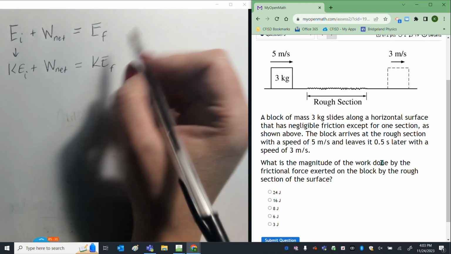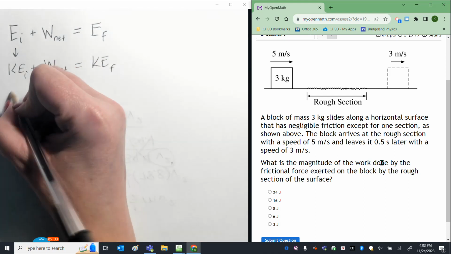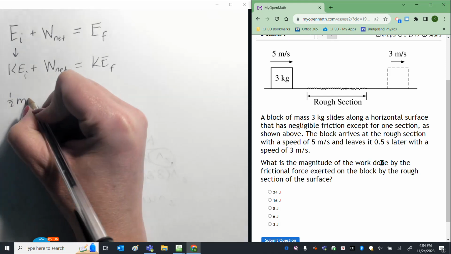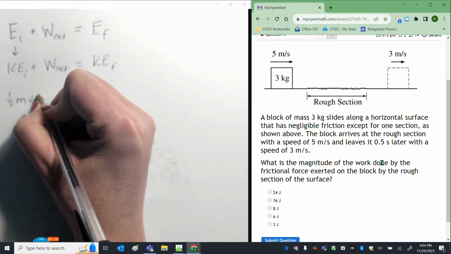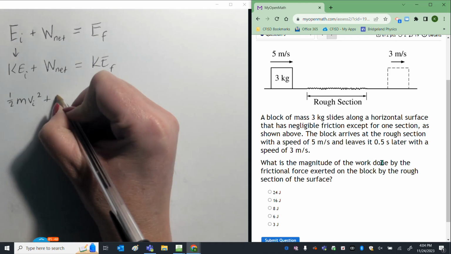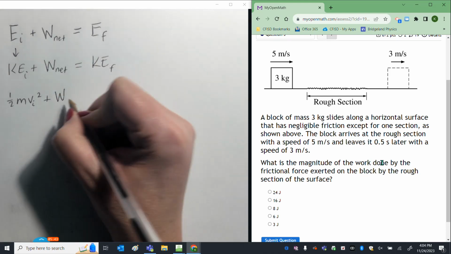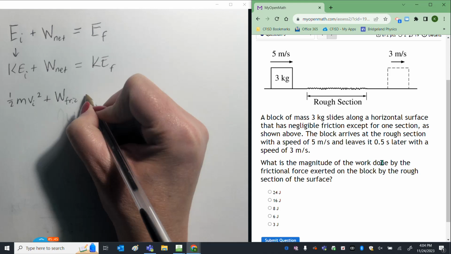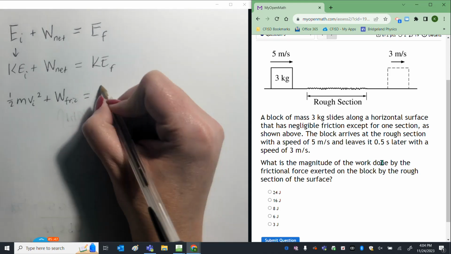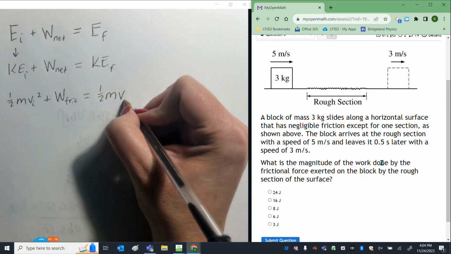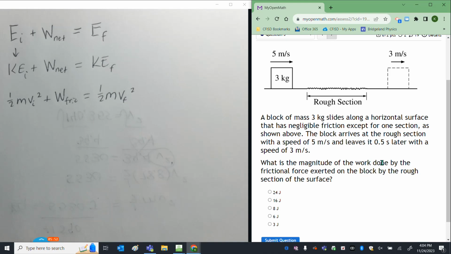Okay, so again, we're going to substitute in KE is 1/2 mv squared. In this case, it's our initial velocity squared, plus that work, again, that net work here is just the work done by friction, equals KE final, again, 1/2 m times final velocity squared. So now we are at the point where we can go ahead and substitute in, and we should be able to get from here to solve for the magnitude of the work done by friction. That's what we're going to be solving for at the end of this.